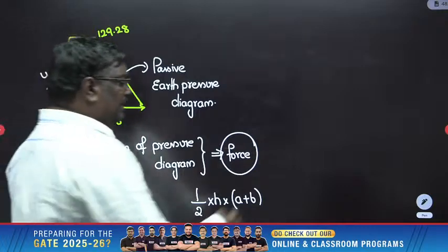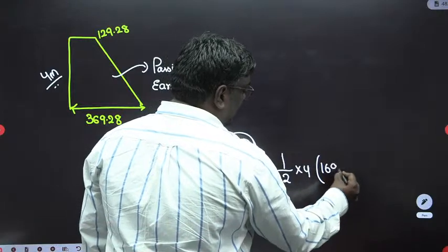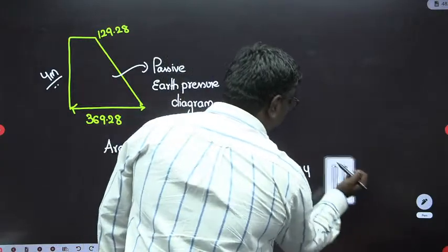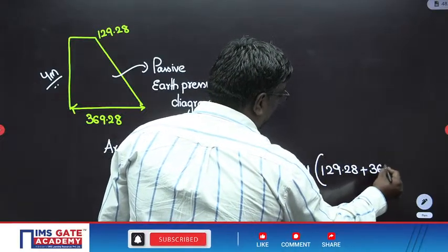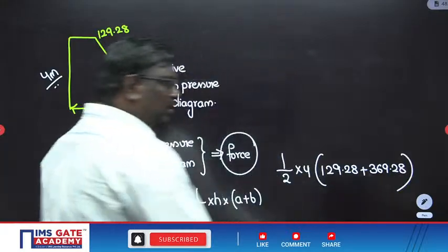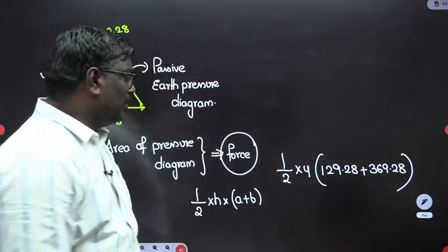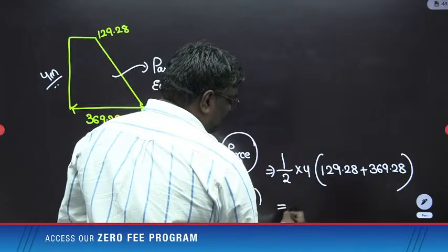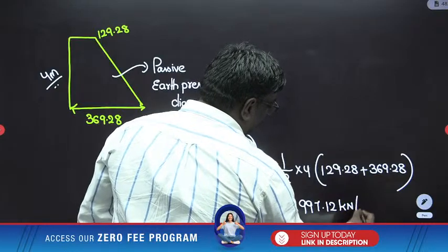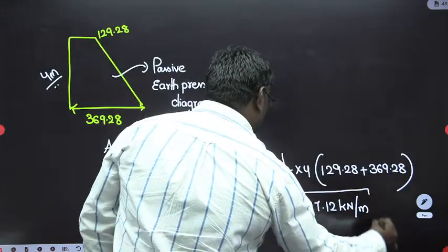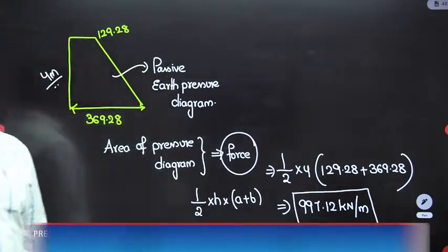So if I do the area here, force is half into 4 into 129.28 plus 369.28. So if you solve this, 997.12 kilonewton per meter will be the passive force. What, sir? It will be equal to 997.12 kilonewton per meter. Am I correct or wrong?